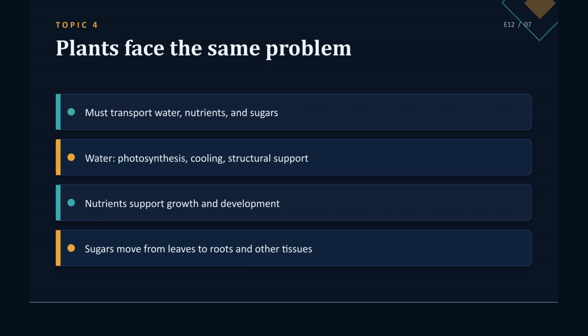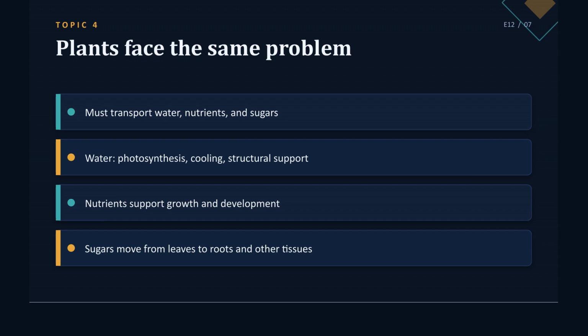Now turn to plants, because a tree is also a large multicellular body, and it faces its own version of the transport problem. A plant needs efficient transport systems to move three things throughout its structure: water, nutrients, and sugars. Each has a job. Water is needed for photosynthesis, for cooling, and for structural support. Nutrients are needed to fuel growth and development.